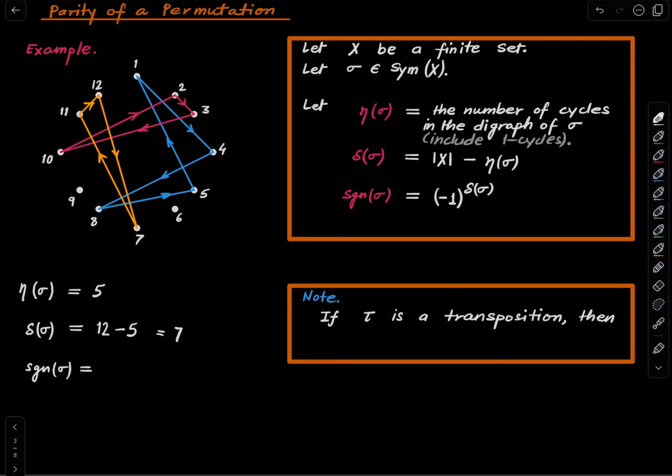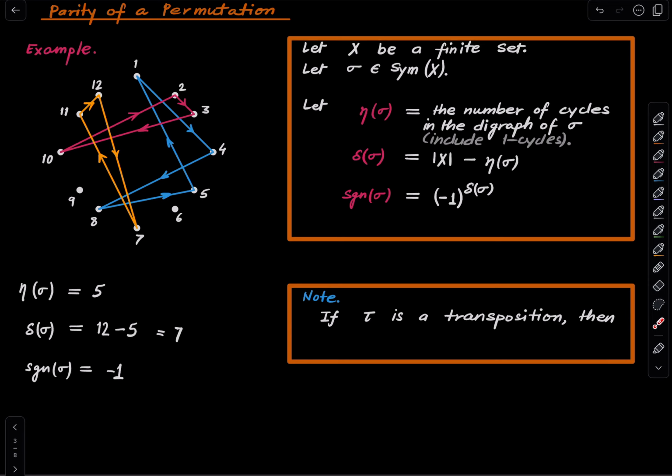Okay, and therefore the sign of this permutation is minus 1 to the power 7, which is minus 1. So there are these concepts that we have defined. I mean, ultimately we just are interested in the sign, and it is unclear as to why we have defined it yet, but keep the previous proposition in mind. That is what is motivating these definitions.